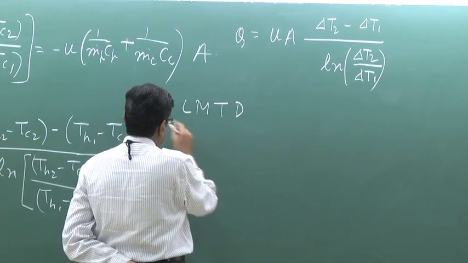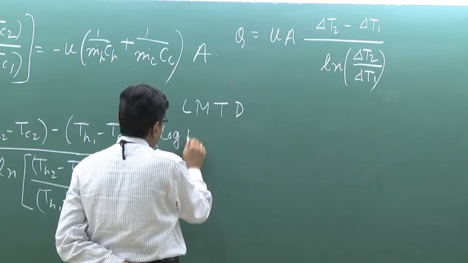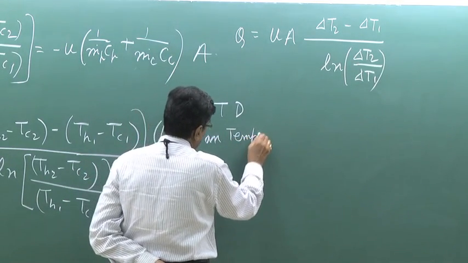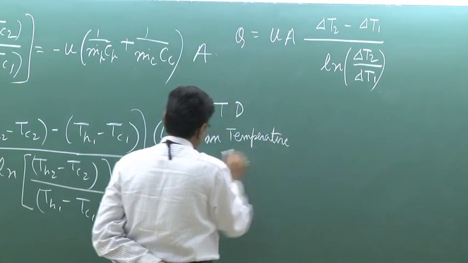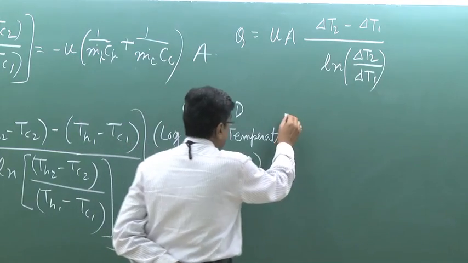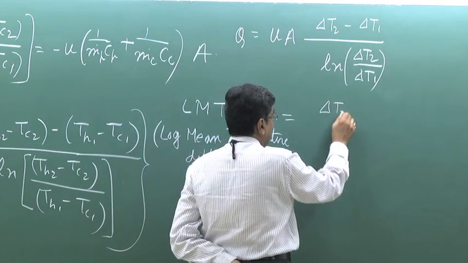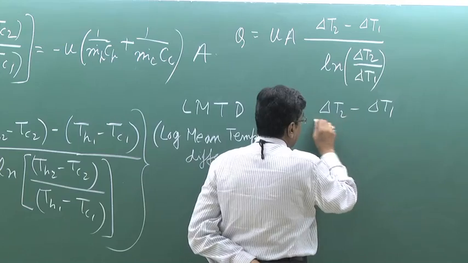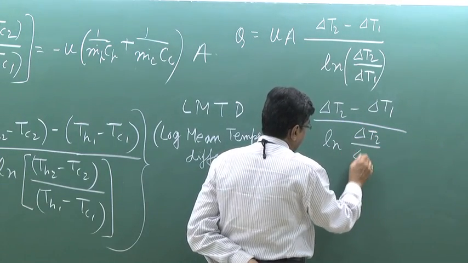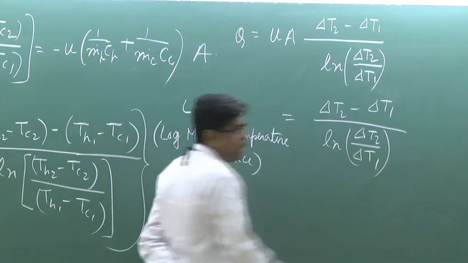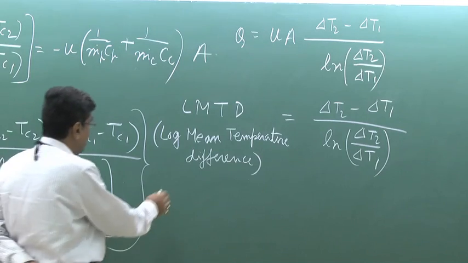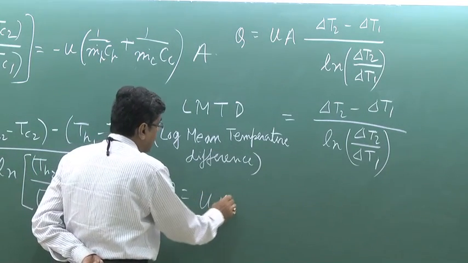Okay, so we can write this equation like this, and this quantity is known as LMTD, that is log mean temperature difference, because the log is coming. The log mean temperature difference, LMTD, is defined as delta T2 minus delta T1 divided by the ln of their ratio, that is, the difference of the two delta T's at the two terminals divided by the ln of their ratio. This is LMTD.